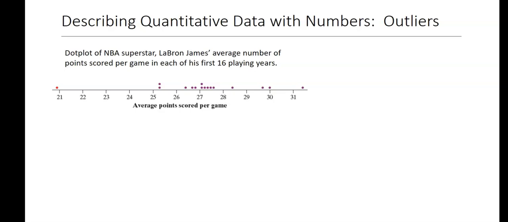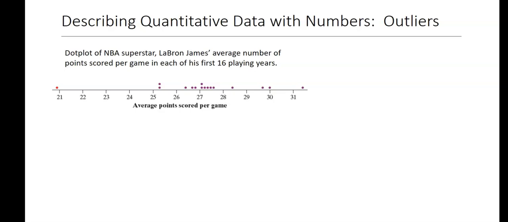So we've mentioned outliers. You can see that point on the left. Looks like it would probably be an outlier near 21 there. But how do you tell if it's an outlier or not? By the way, this is a dot plot of LeBron James' average number of points scored per game in each of his first 16 playing years.